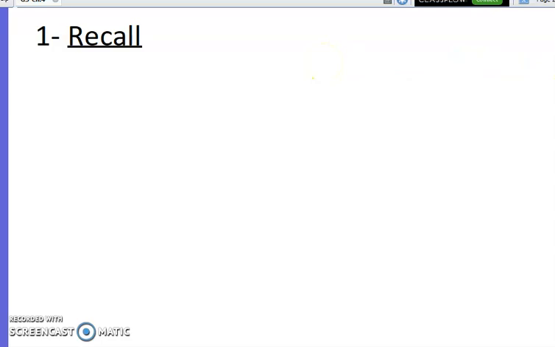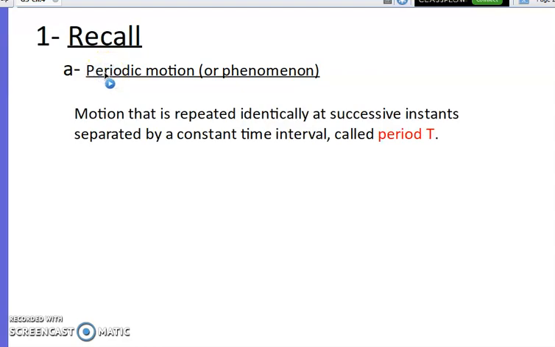We recall the following periodic motion or periodic phenomenon from last year. Now, what is periodic motion or periodic phenomenon? Do you remember from last year? A periodic motion is a motion that is repeated identically at successive instants separated by a constant time interval, which is called the period. Okay, I mean a motion that is repeated every constant interval of time. This is called periodic motion or phenomenon.